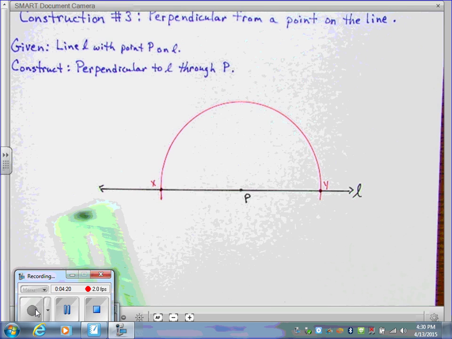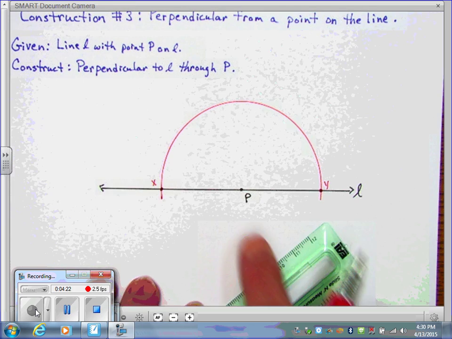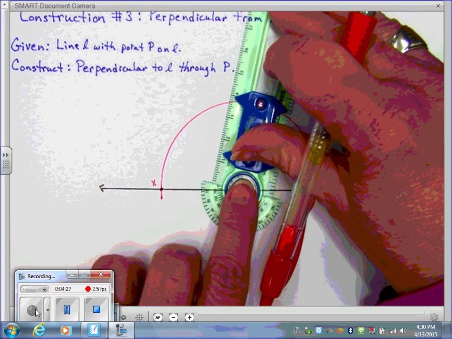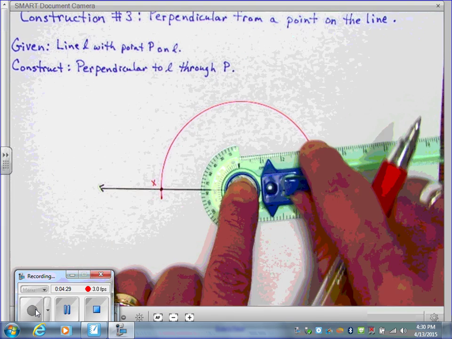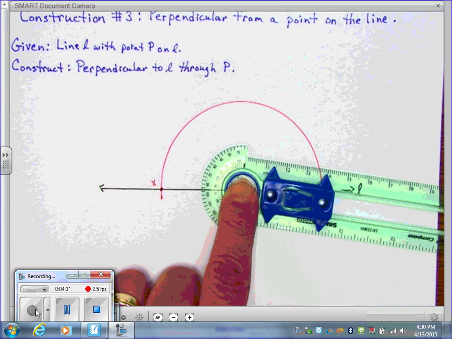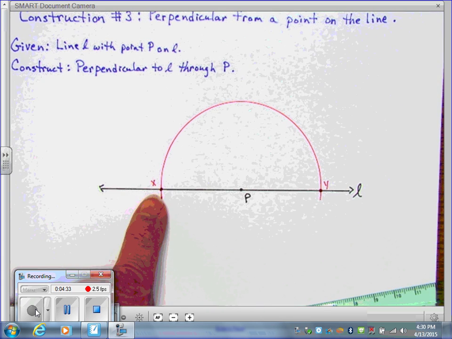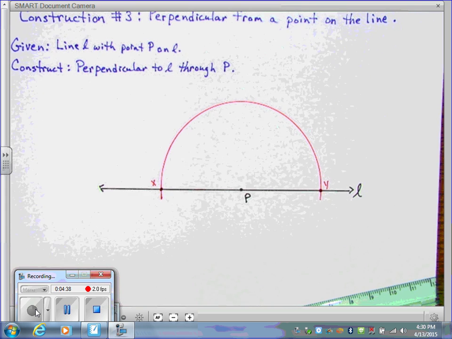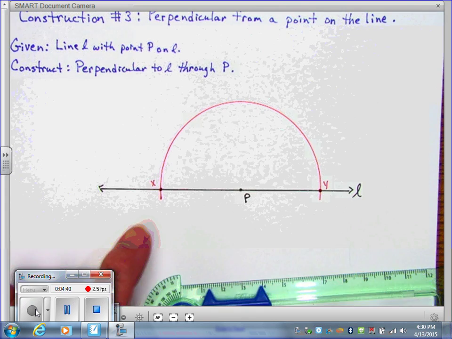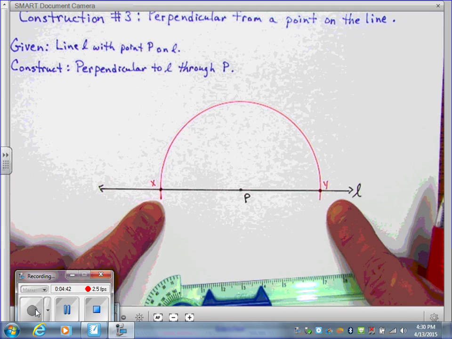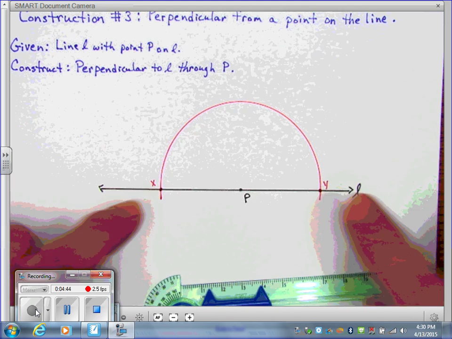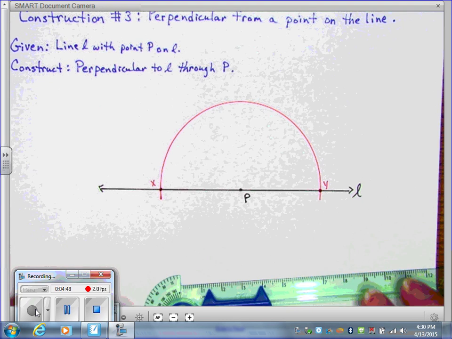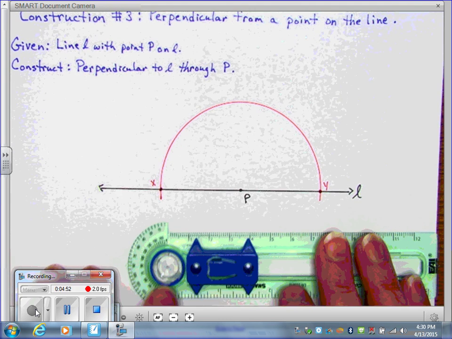Okay? So now, we started with the point on the line. We used our favorite arc. We put the center at P, and we arced from left to right, or vice versa if you're left-handed. And we named those 2 points of intersection. Okay, that's step 1. Step 2, we have 2 new points of interest, X and Y. We're going to do the same thing from each one of these. So the next part is a 2-step step here.